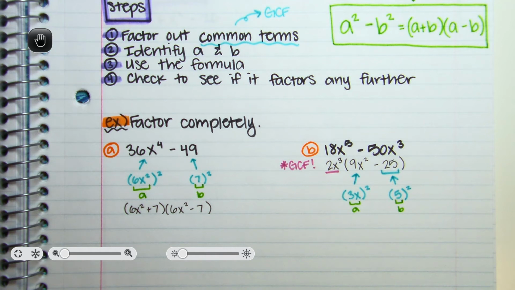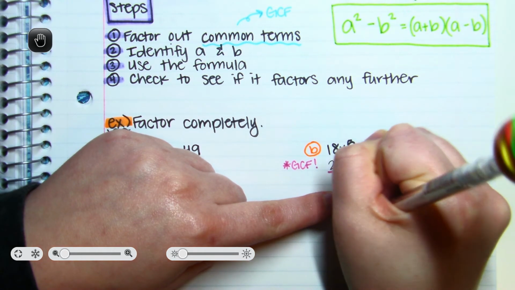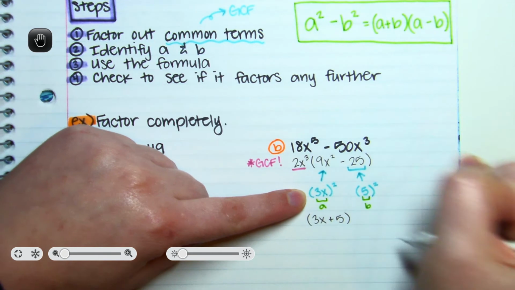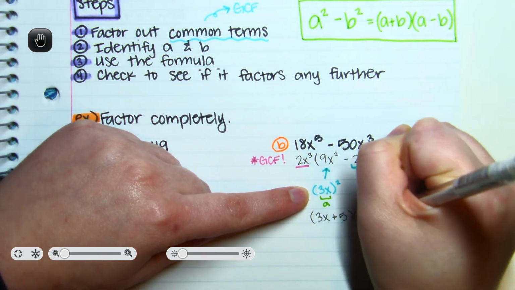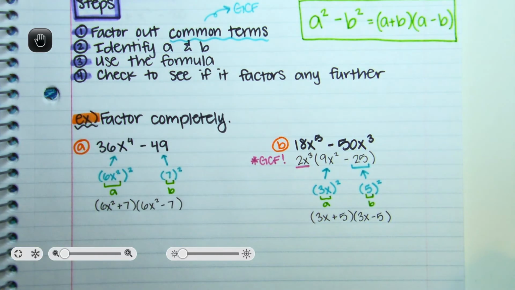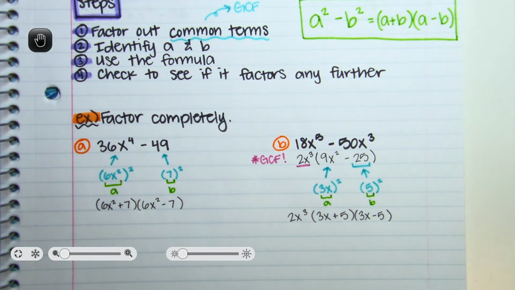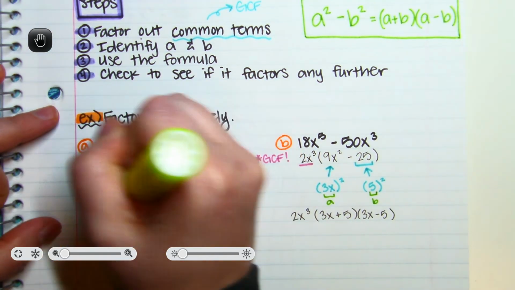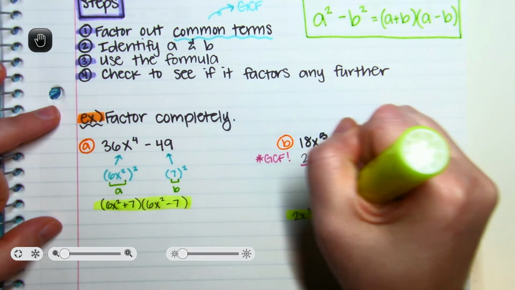So when we write this out, it's going to be our A plus B. So 3x plus 5. And then A minus B. So 3x minus 5. Are we done? Good, you should have said no. We're missing the 2x cubed. That GCF still has to stay hanging out in front. Can't forget about it. Now you can also do a quick check. Neither of these factor any further. So we're done.